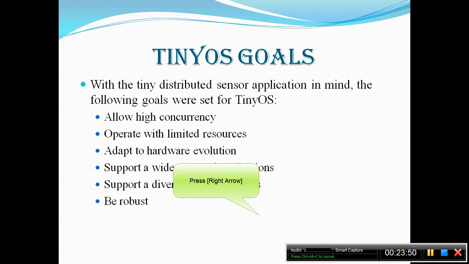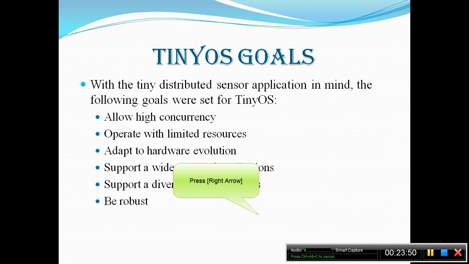There are some goals of TinyOS. With a distributed sensor application in mind, these goals were created. The first goal was high concurrency. In a typical wireless sensor network application, the devices are concurrency intensive. Several different flows of data must be kept moving simultaneously. While the sensor data is input in a steady stream, processed results must be transmitted in a steady stream. In addition, external controls from remote sensors or base stations must be managed.